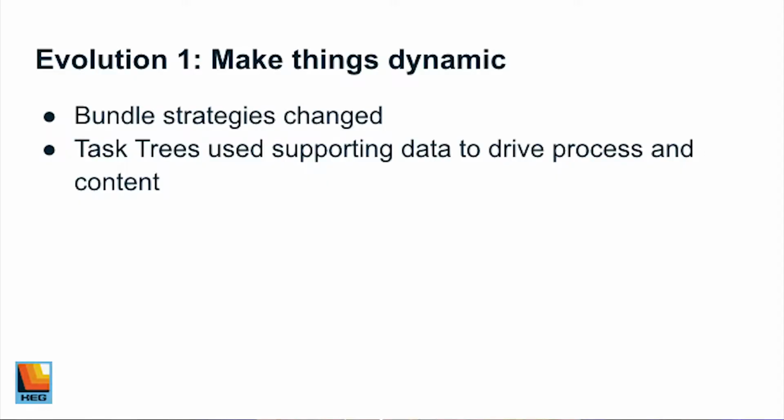And all of it has translation. All that stuff has to exist in these systems to support the processes you want to create. To do that without hard coding, we have to make them dynamic. So what we'll call Evolution 1 is to make things dynamic. The bundle strategies changed to reference attributes and look up data in real time, so nothing was hard coded. And task trees use that supporting data to drive processes and content.